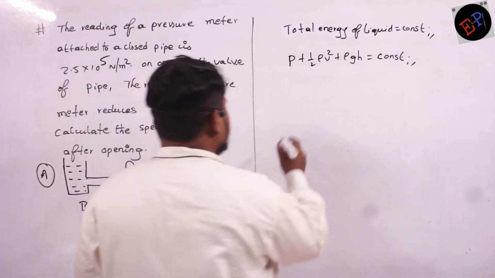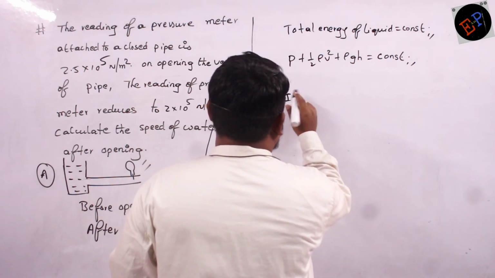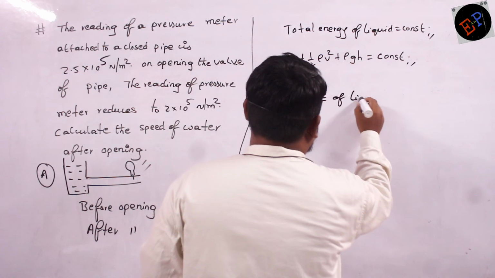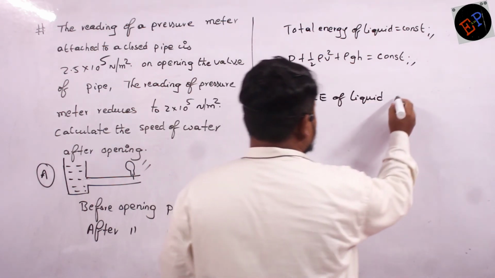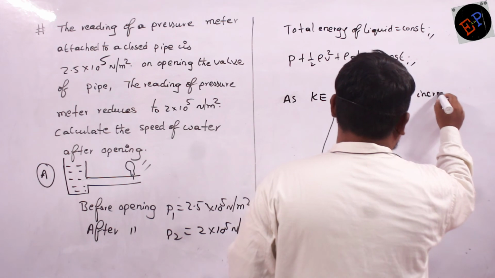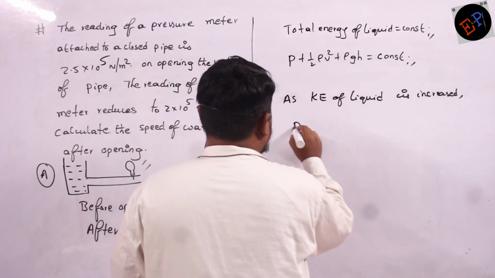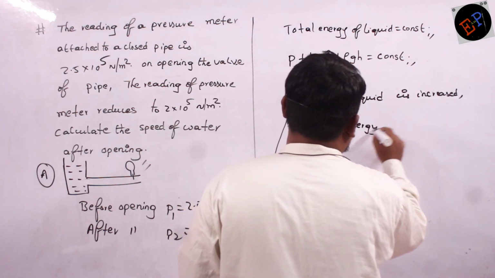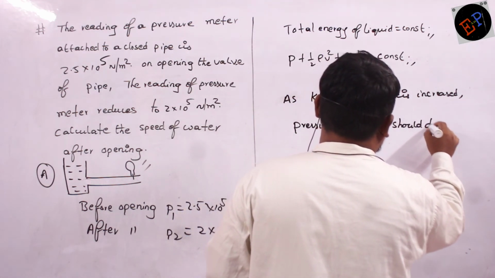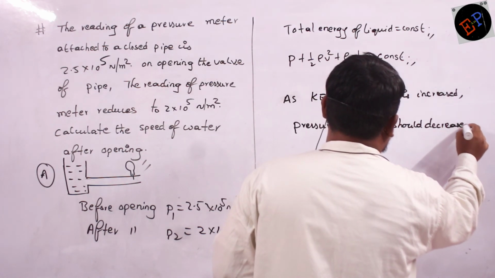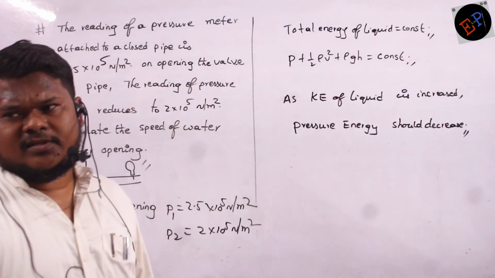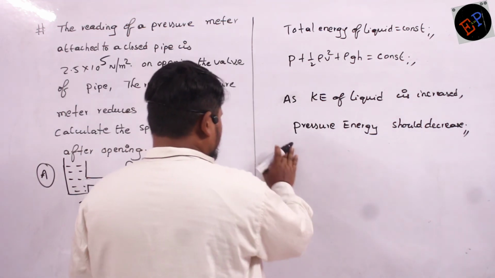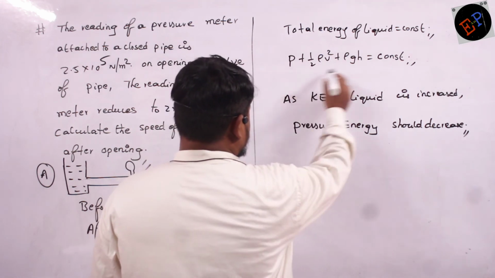So what you write here: kinetic energy of the liquid is increased, so pressure energy per unit volume should decrease. Why? Because total energy is always a constant. If one energy increases, another energy decreases. So therefore I can use Bernoulli's theorem. This is the Bernoulli's theorem.